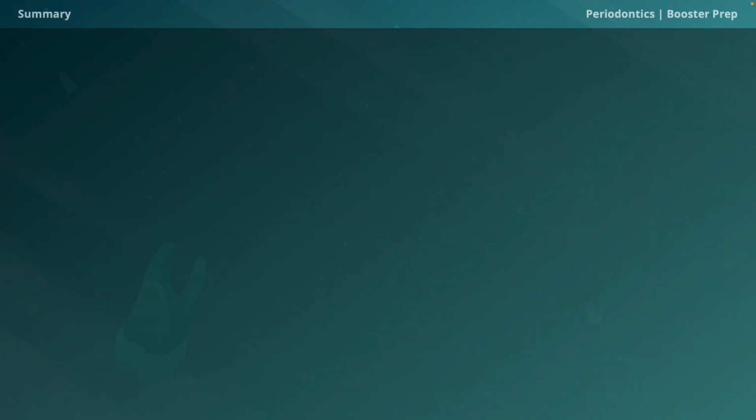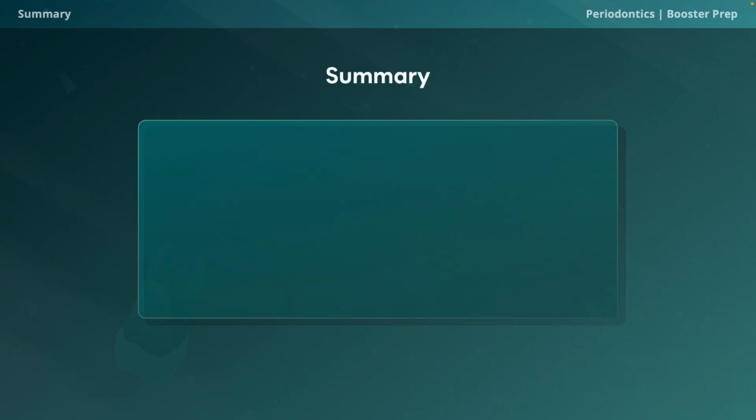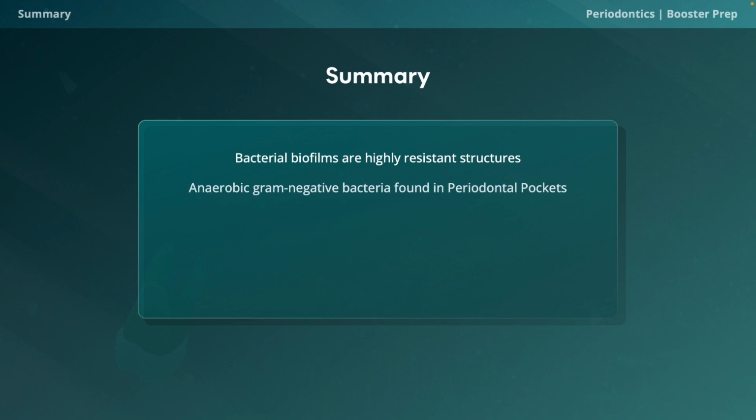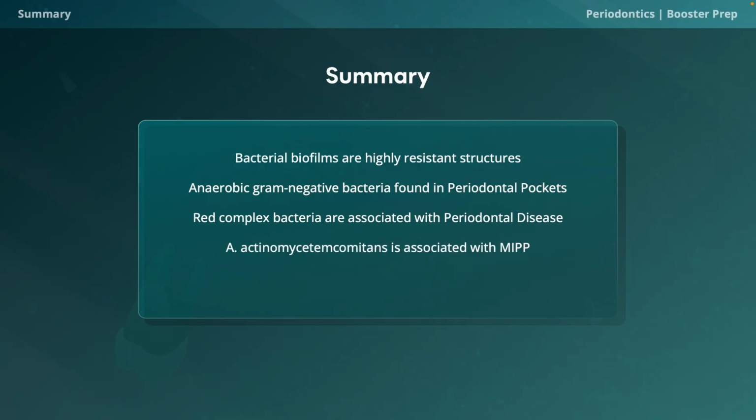Okay, we made it to the end of the video, and here are some things that you should know for your exam. The first is that biofilms are highly resistant structures. Hopefully you appreciate that now. The second is that anaerobic gram-negative bacteria are what's found in periodontal pockets. Next, red complex bacteria are associated with periodontal disease. You should know the 3 red complex bacteria. Next, you should know about the bacteria AA and its association with molar incisor pattern periodontitis. And lastly, you should know about stannous fluoride because it's anti-plaque and anti-gingivitis.